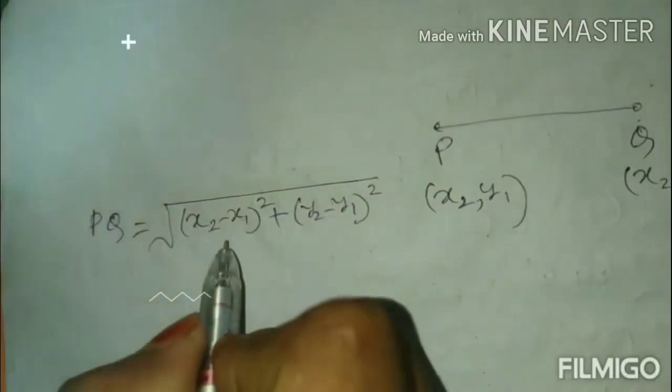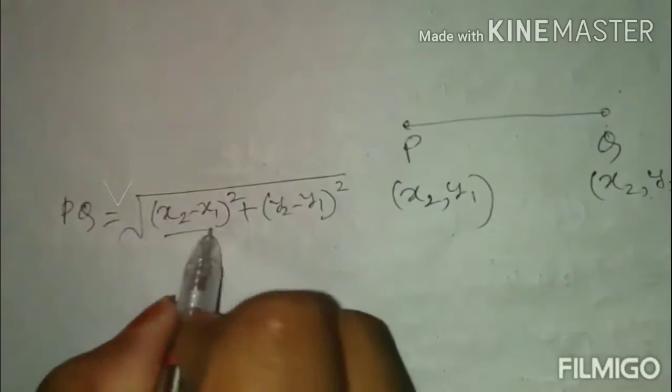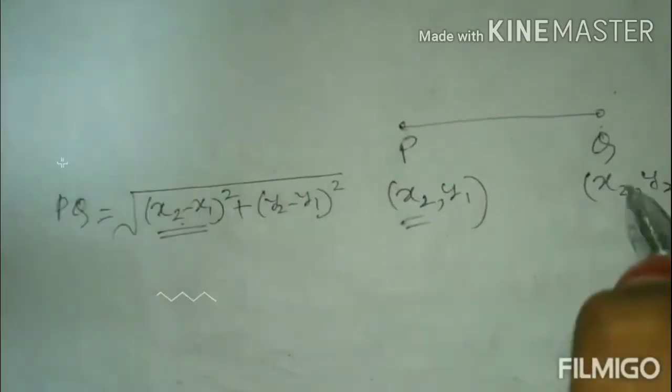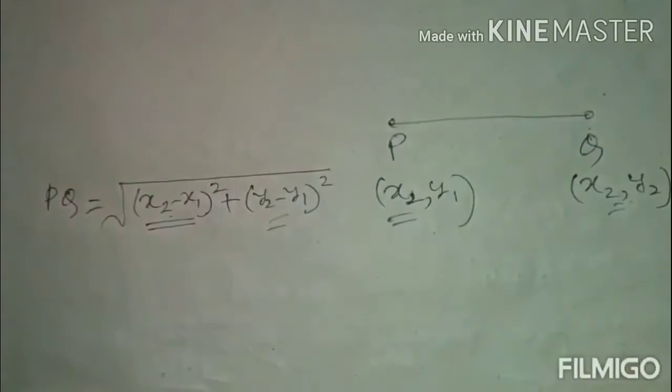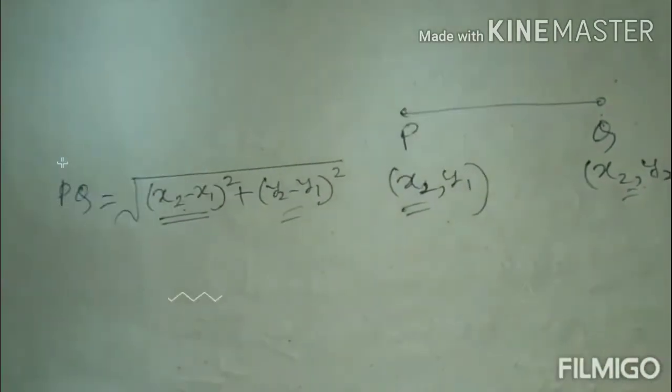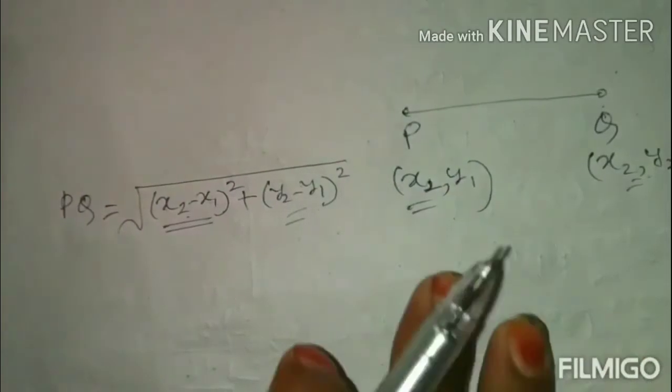So what you can remember is the difference between the coordinates of x and the difference between the coordinates of y. That will be easier to remember. So let us take an example of how to use this formula and find the distance between two given points.